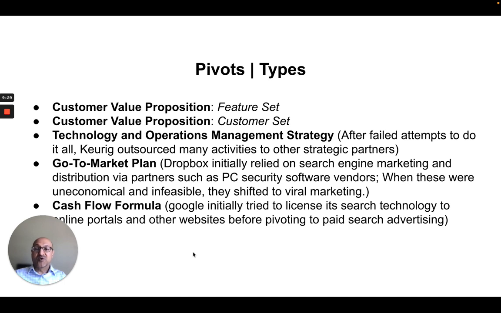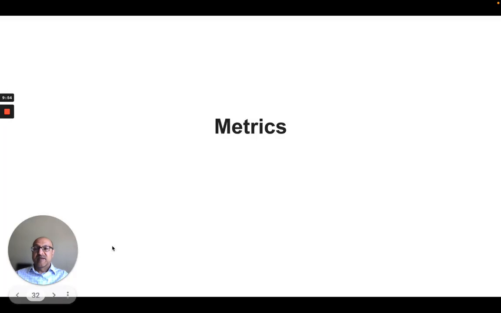Maybe the right customer is older or younger or more affluent or less, more educated or less. We might pivot on the technology or operations management or strategy. We might pivot on our go-to-market plan, or maybe pivot on our financial model or cash flow formula. So these are all different ways of pivoting. Next, we will talk about metrics.